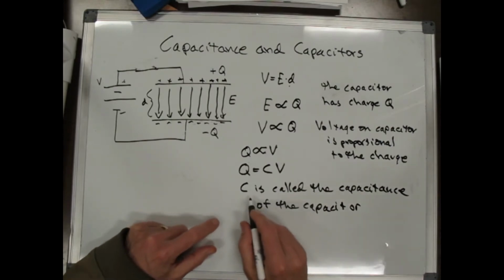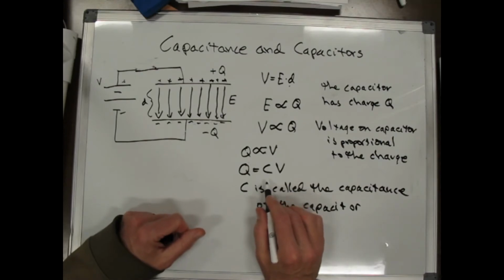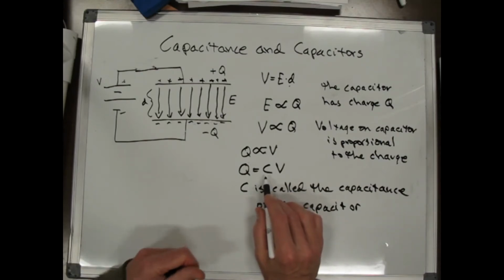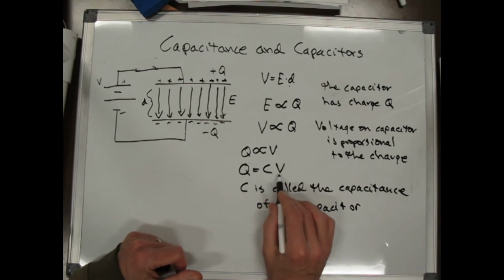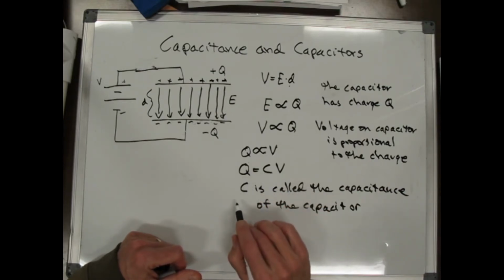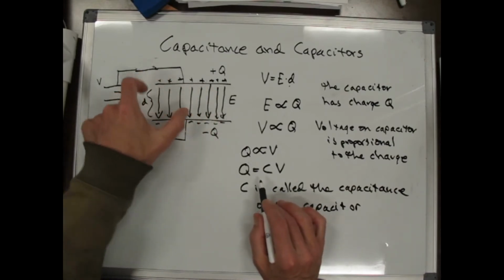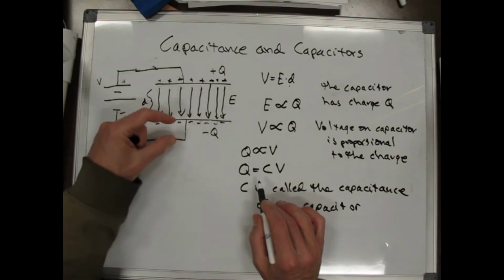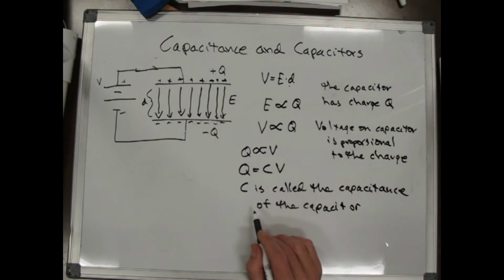Capacitance is sort of how efficient your capacitor is at storing charge. If you have a really good capacitor, it can store a lot of charge at a small voltage, and so C is large. If C is really small, you can't store much charge for a given voltage. As you might imagine, the capacitance of a capacitor depends on things like its shape, its area, or how far apart the plates are. We'll get into that in a little bit.